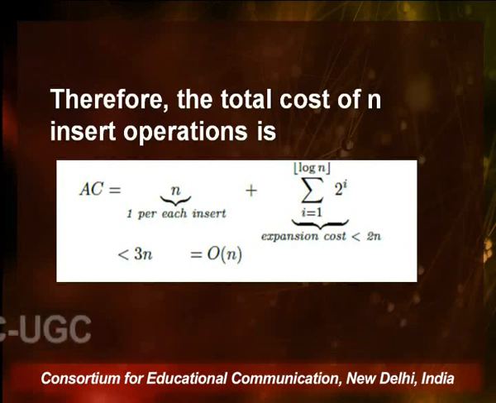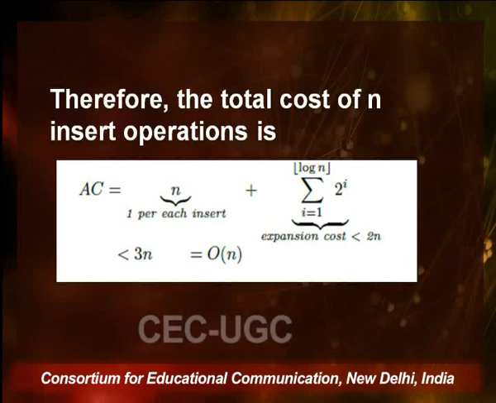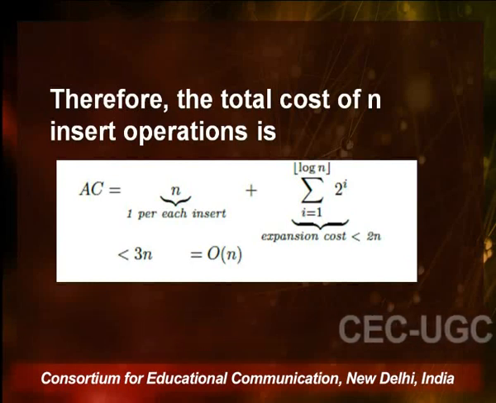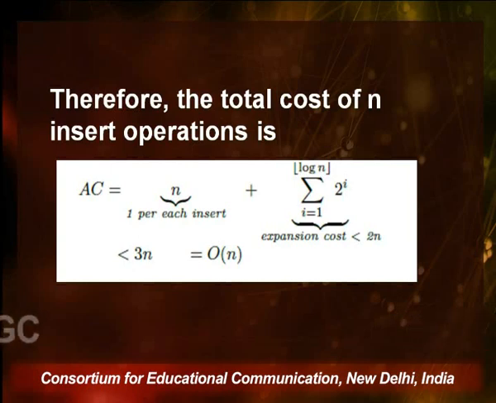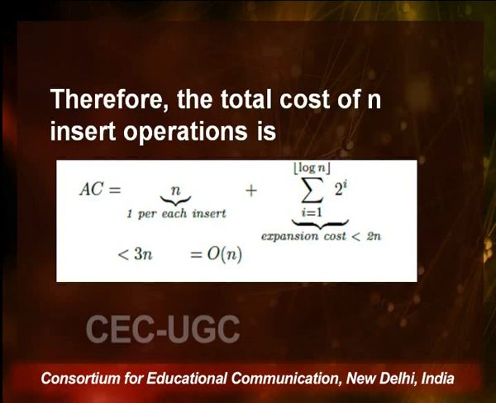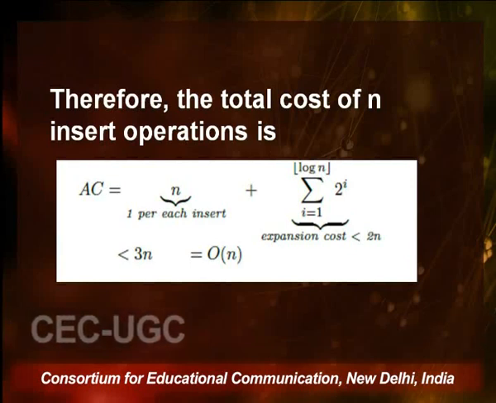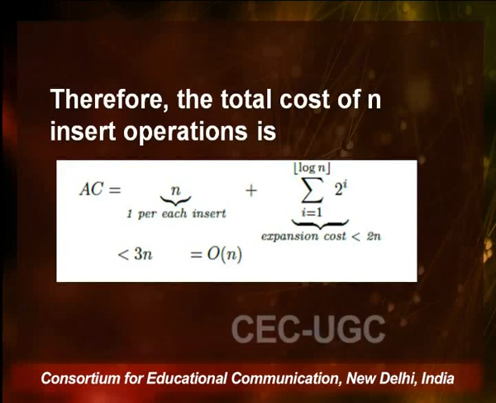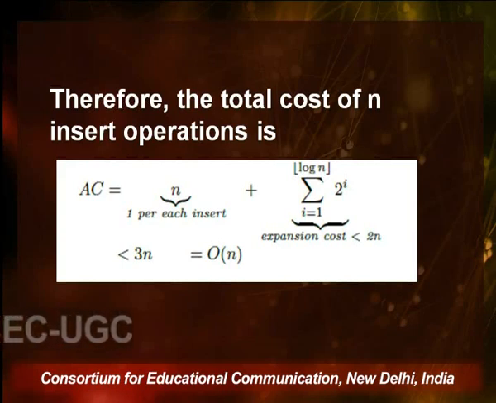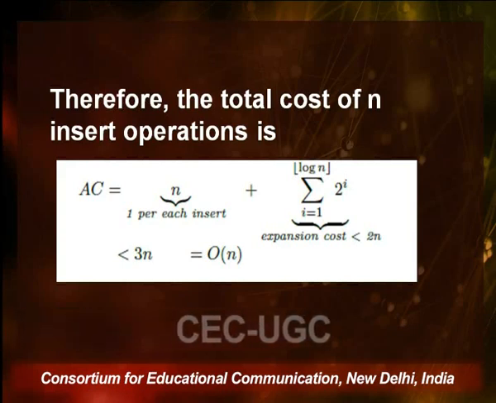So from 2 it becomes 4, and the third element is inserted easily, then the fourth element. But when the fifth element comes up, we do not have space, so the table grows from 4 to 8. Then items 5, 6, 7, 8 are inserted, and the table grows again from 8 to 16. How many times does this happen in a sequence of n operations? If you observe the pattern, it happens only log n times.